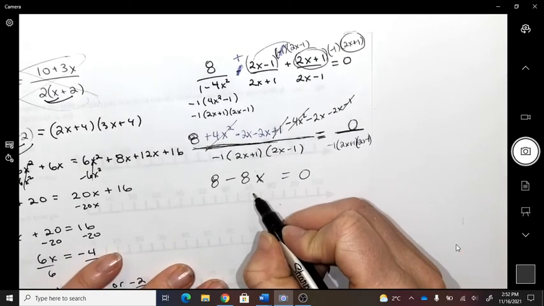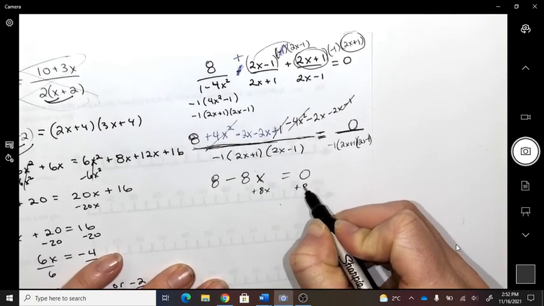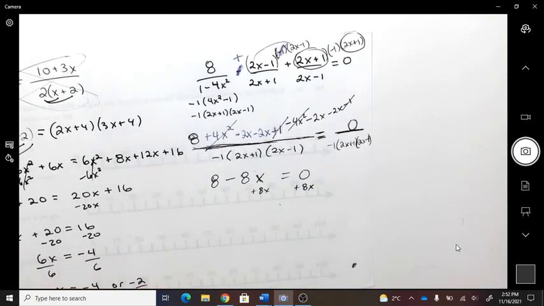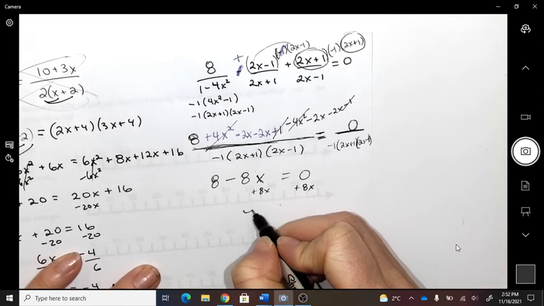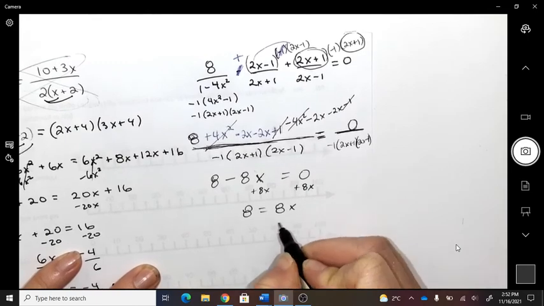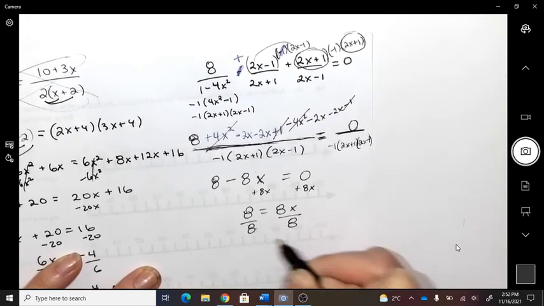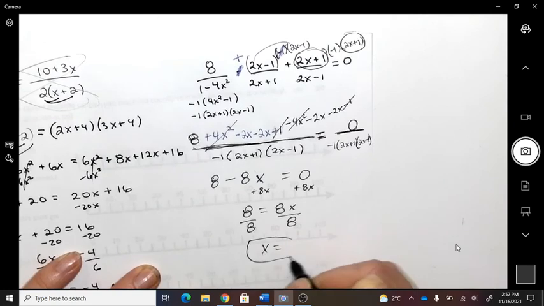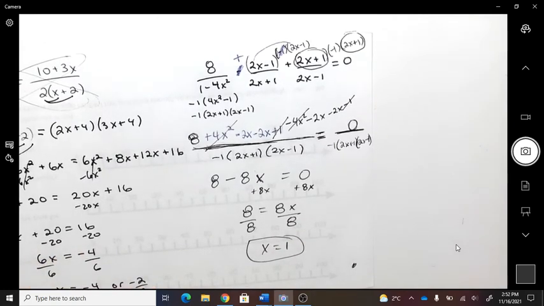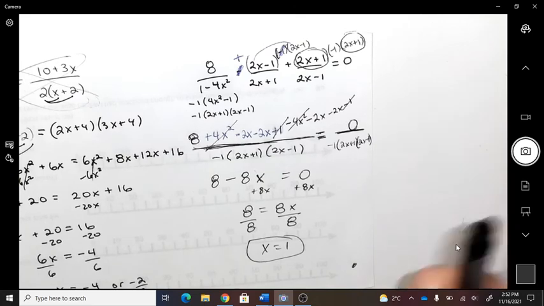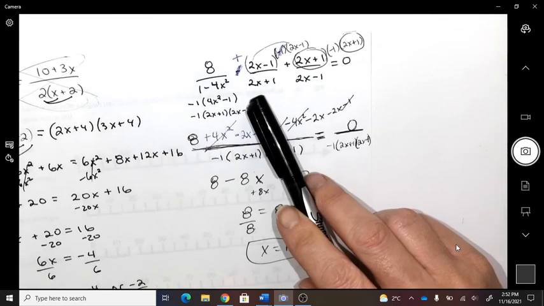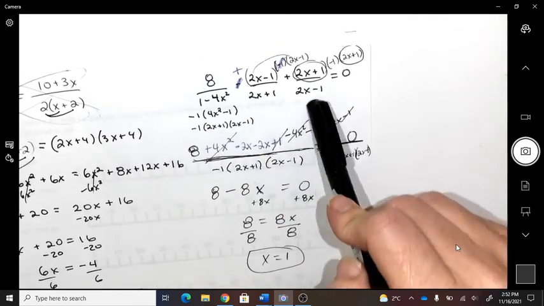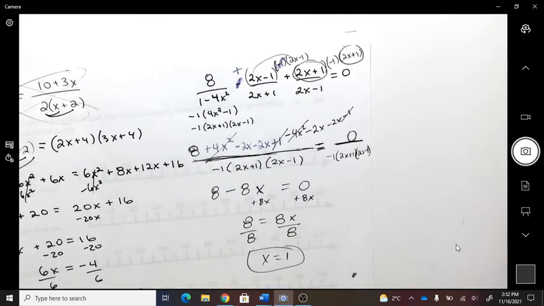Okay, now I'm going to isolate, so I'm going to add 8x. Move my x's and numbers away from each other. Divide by 8. So x equals 1. So is this okay? Is it a problem with our restrictions? Do you see any restricted ones? It's good.